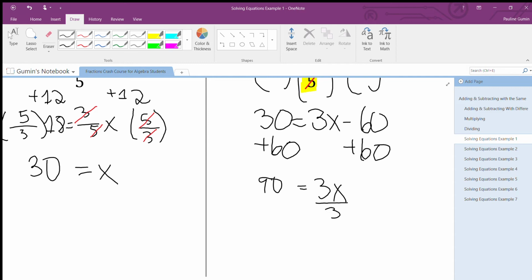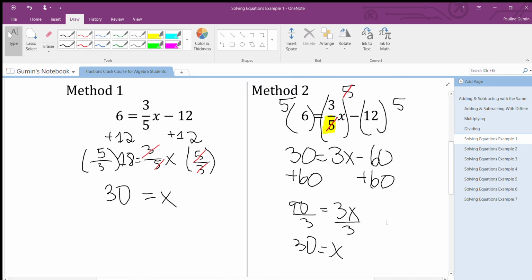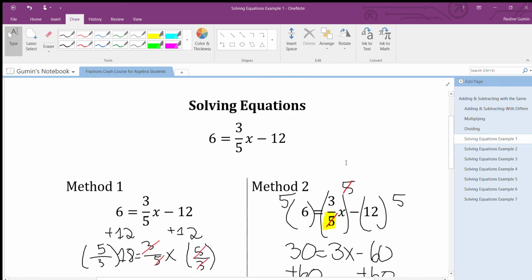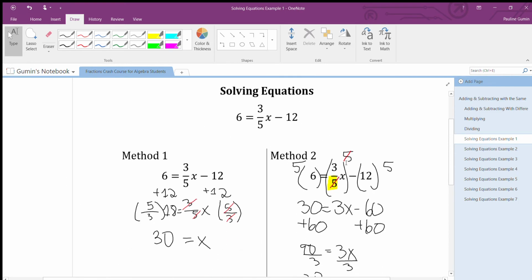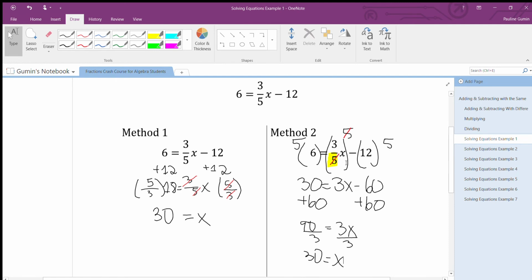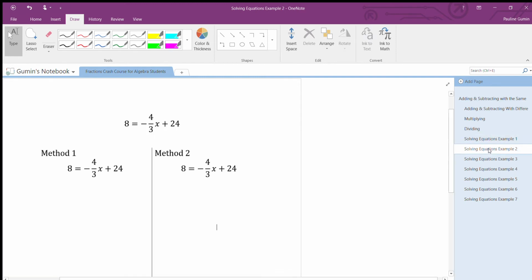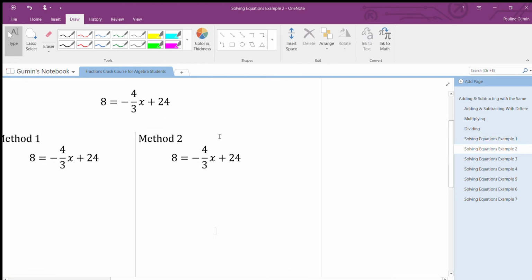Okay, let's divide by 3, and we get the same exact answer. The method you choose is purely up to you. I do not have a favorite, and I've been doing math for a long time. I think they're both great methods, and if you plan on going further in mathematics, you'll see that you pick and choose which method is best for you in certain situations. Let's move on to example number 2.